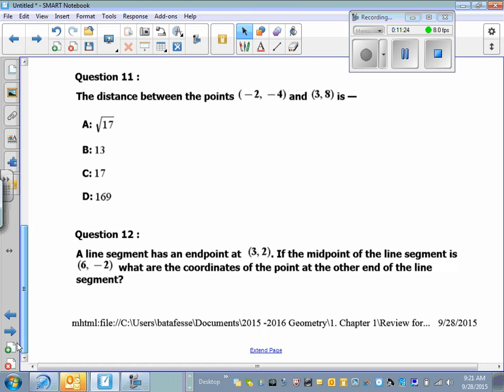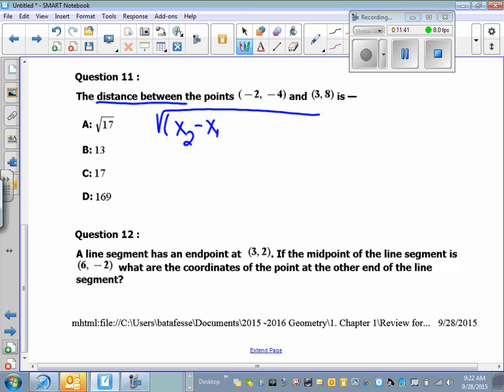Number 11 is talking about the distance between 2 points. Distance, you have to use the distance formula, or those of you who like to use the Pythagorean theorem, you have to plot those 2 points and do it. Since it's going to be hard for me to plot it, I'm just going to use my distance formula, which is x2 minus x1 squared plus y2 minus y1 squared. But those of you who've been using the graph, make sure you are using the graph to do the Pythagorean theorem. So this is x1, y1, x2, y2.